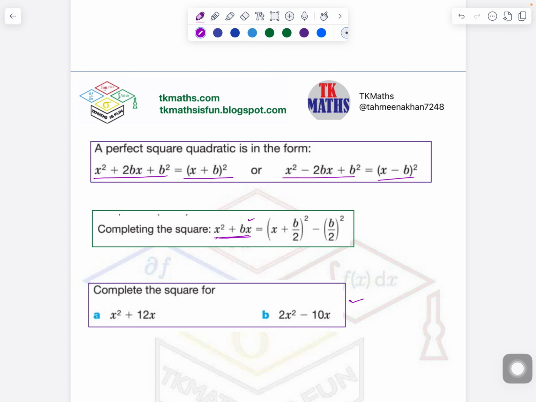If you notice what is happening here, the coefficient of x power 1 is b. You divide that by 2 and take the overall square. So you write x plus b divided by 2 whole square, and then the same term you subtract, which is (b/2) squared. This is the technique to do so. Let's see it in these two questions.